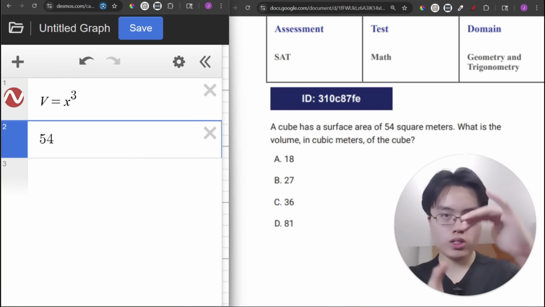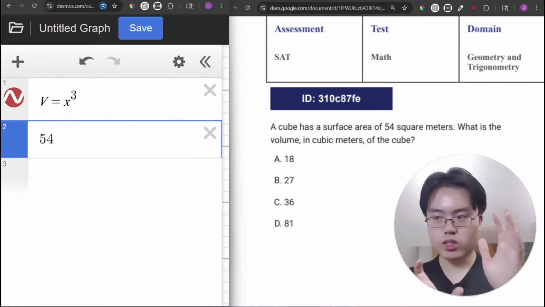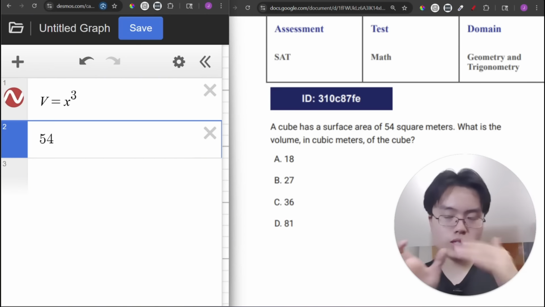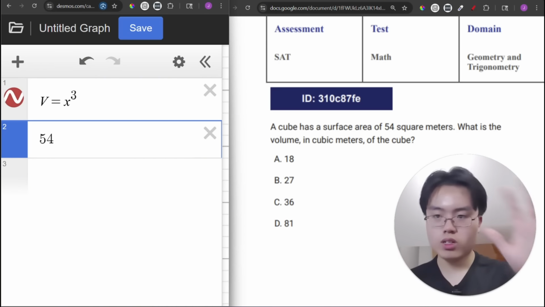So imagine the cube. There's 6 sides. All the sides are the same. You get the area of each of the sides, and there's 6 of them, and they're the same measure. So we just get the area of one of the sides multiplied by 6, and then get the surface area, right?